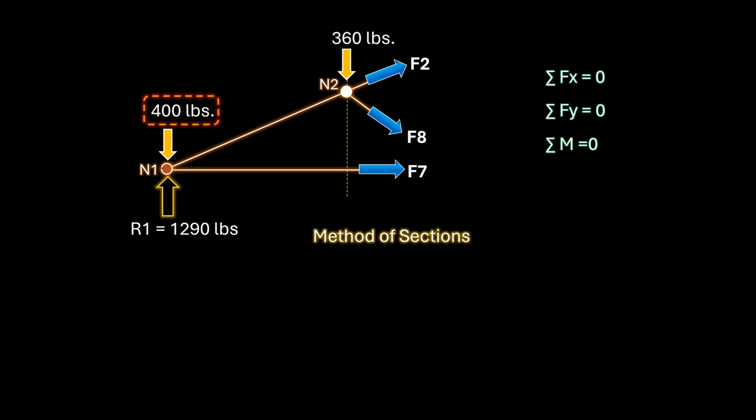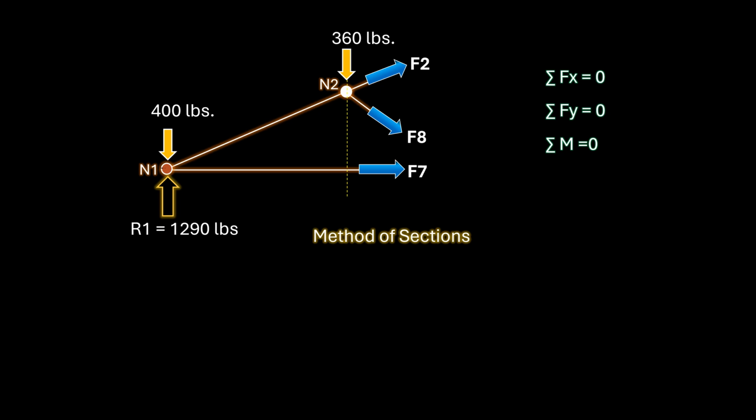The 400 pound force at node 1 and the 1290 reaction at node 1 all pass through node 1, and therefore the moment arm is 0, which means that the moment due to these forces about node 1 is also 0. Additionally, the longitudinal axis of F2 and that of F7 both pass through node 1, which means that they will not develop any net moments about node 1.